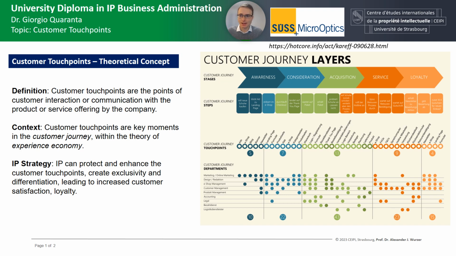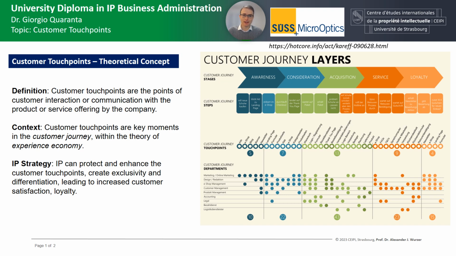How can IP play a role in these touchpoints? IP can be helpful because it can protect and secure the differentiation and exclusivities of those customer touchpoints, which ultimately will lead to an exclusive type of loyalty and satisfaction of the customer.